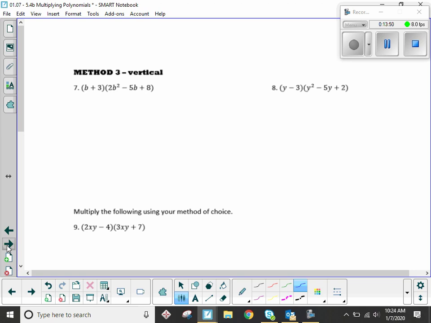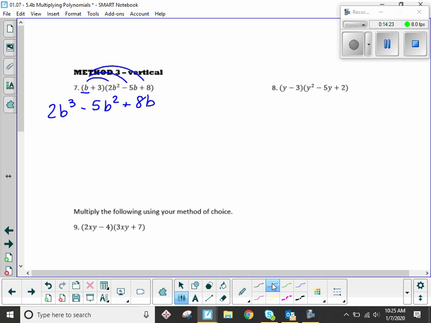So I'm going to take that first term and distribute it first. So that gives me 2b cubed, and then b times negative 5b squared, and then 8b. And then what I like to do once the problems get longer like this is after I distribute again, I'll take my like terms and line them up vertically so that they're easier to combine, so I don't lose anything.